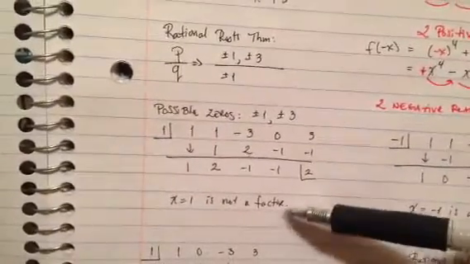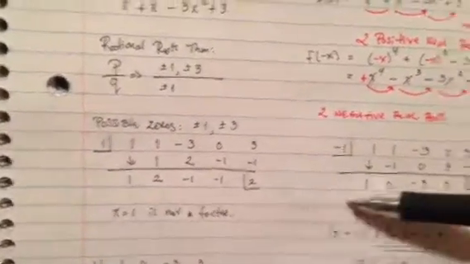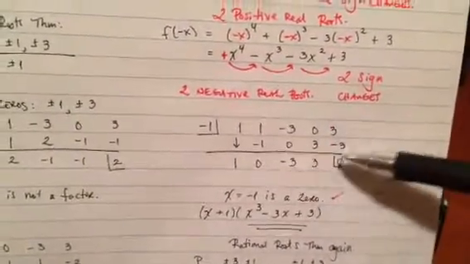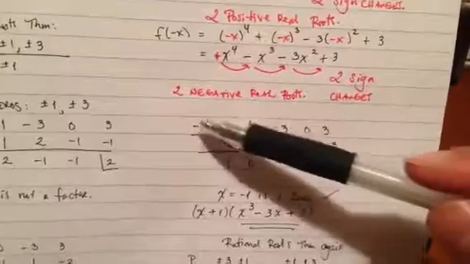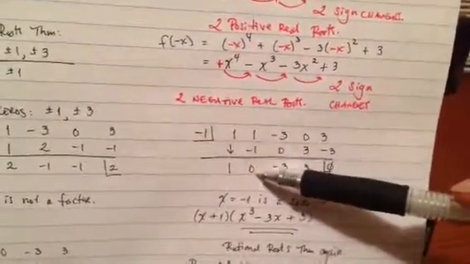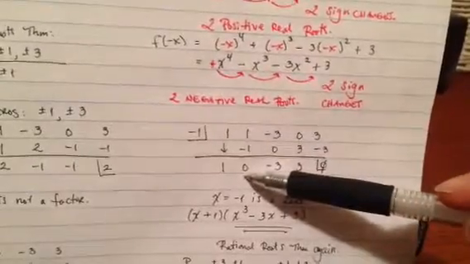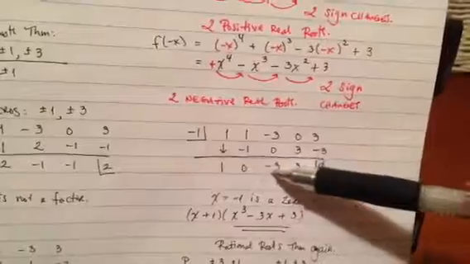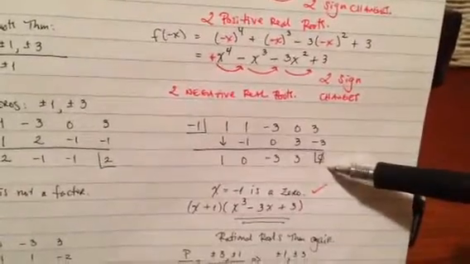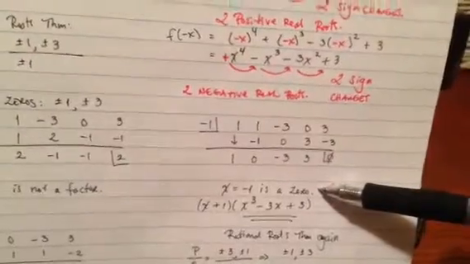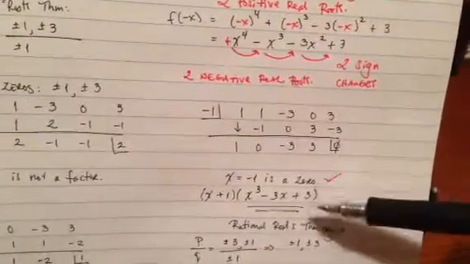That doesn't work. All right, so then we try negative 1. And I did that over here. Same thing. I did the whole process. Bring down the 1. Multiply it. Gives you negative 1. 1 minus 1 is 0. Multiply it. Gives me 0. Negative 3 and 0 is negative 3. Multiply it. Positive 3. And you end up with 0. What does that mean? x equals negative 1 is a factor. That's great. I can use that.